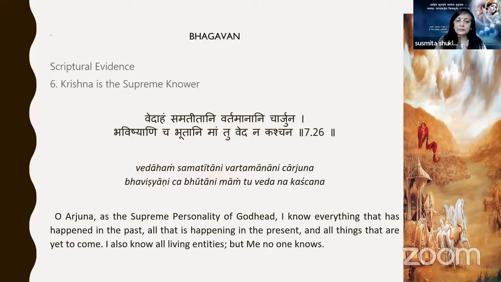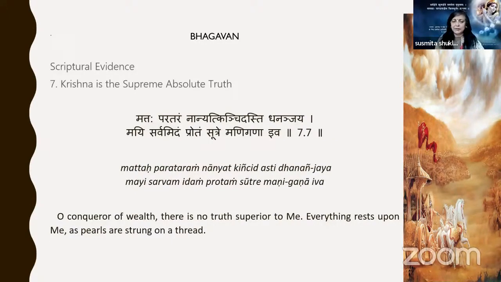And then in the 7th chapter, 7th shlok, he says, Mattah parataram nanyat kinchid asti dhananjaya, mayi sarvam idam protam sutre mani-gana iva. He says, oh Arjun, there is no truth superior to me. Just like when you see a mala, he is the thread of that, and all the pearls are strung in that. So he is basically the source, the absolute truth.